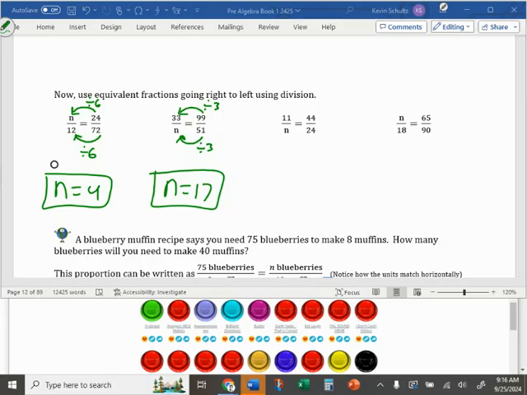You can use the multiplication method if you are just rolling with that. If you want to try division, because that works too. Going from right to left, how do we get from 44 to 11? And the same thing from 24 to n. And then 90 to 18. Apply that to the numerator as well.